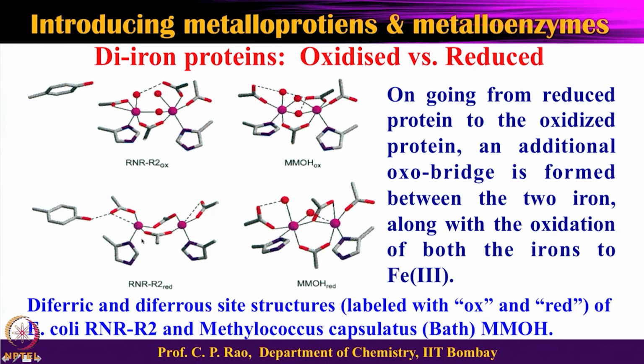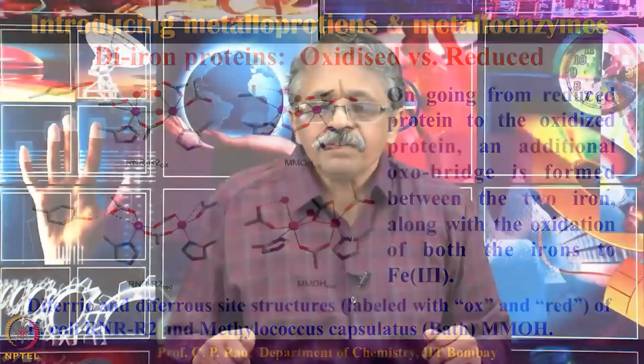Similarly, here the O bridge is extra. Then in the case of methane monooxygenase, in the oxidized form there is oxygen, and in the reduced form that oxo bridge is lost. So, you can see in all these diiron centers, the two iron 2s which are in reduced form will go to the oxidized form, and that will pick up an O and form the oxo bridge. So, we have looked at two enzymes.